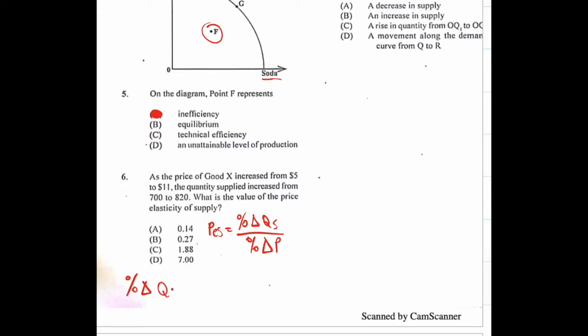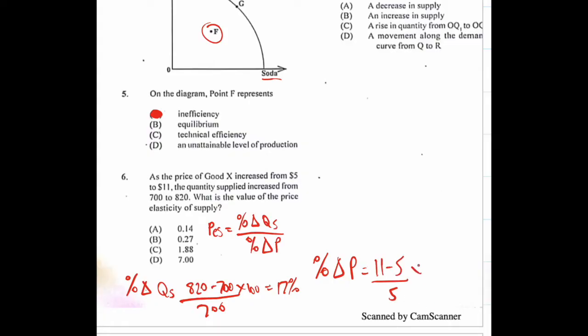So the percentage change in supply is equal to 800 minus 700 over 700 times 100. This would actually give us 14%. And then percentage change in price is equal to 11 minus 5 over 5 times 100. Remember, this formula is new minus old over old, new minus old over old, and this will end up giving us 120%. 14% over 120% will give us 0.12, which is our answer right here, A.